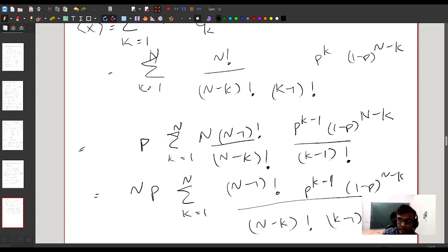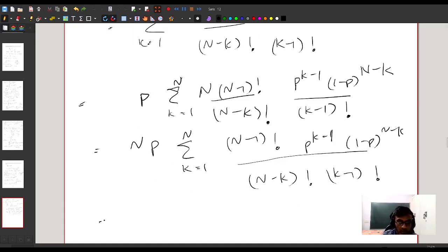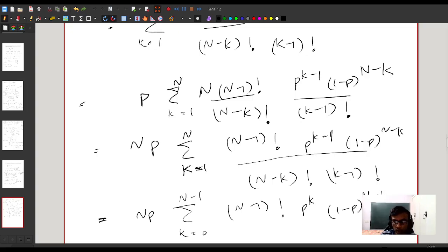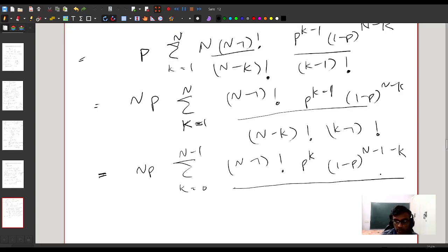So we can redefine the index, the variable in the sum, to write this sum as 0 to n minus 1, n minus 1 factorial, p to the k, (1 minus p) whole to the n minus 1 minus k, divided by (n minus 1 minus k) whole factorial times k factorial.